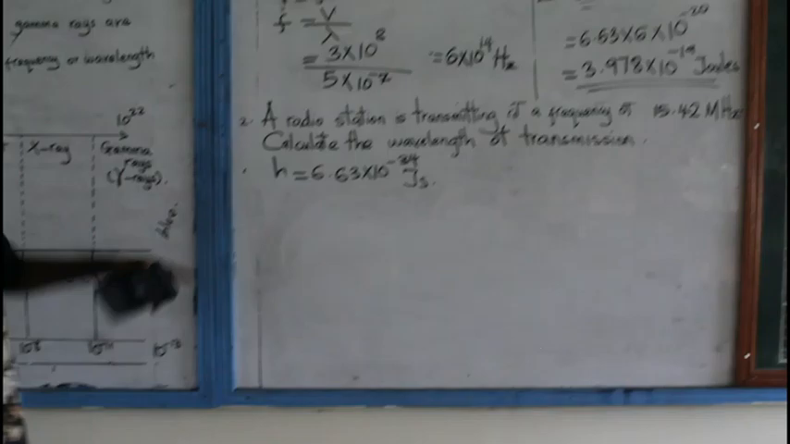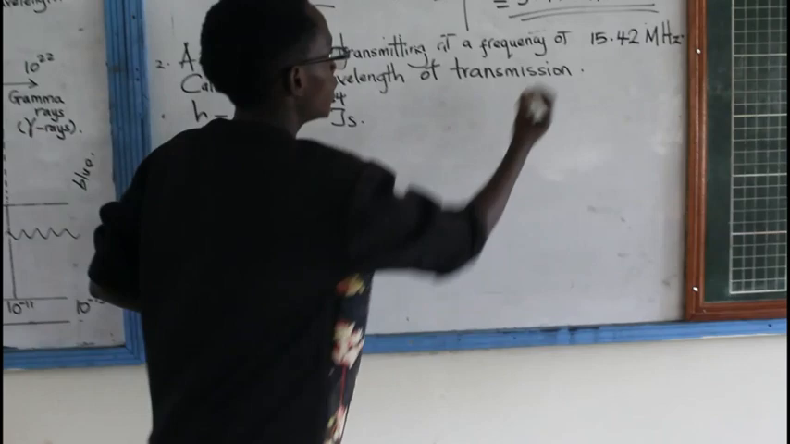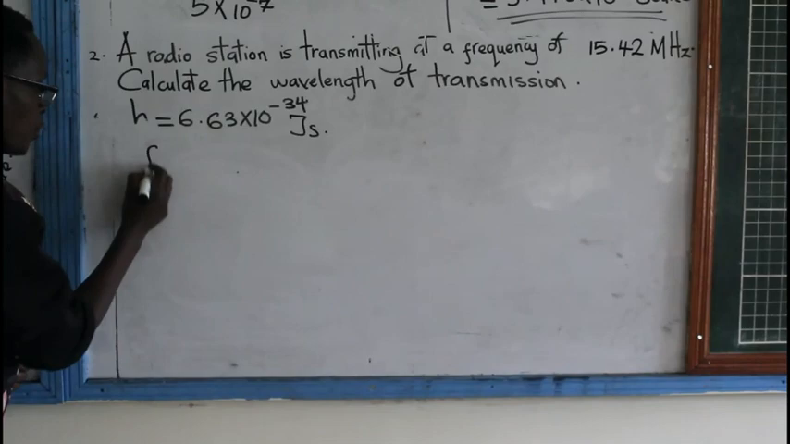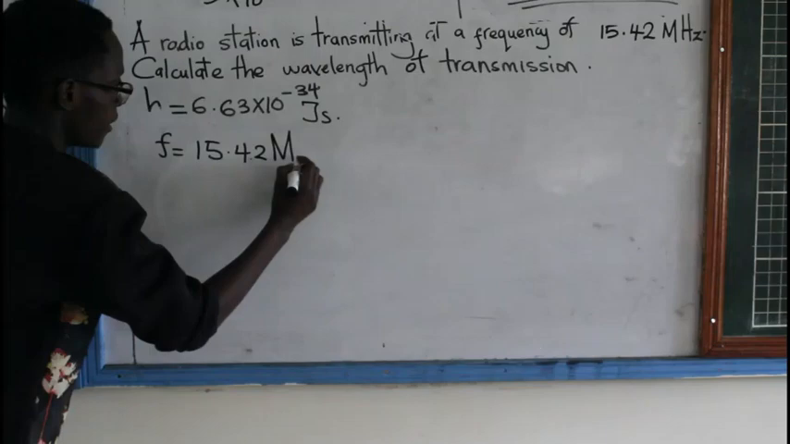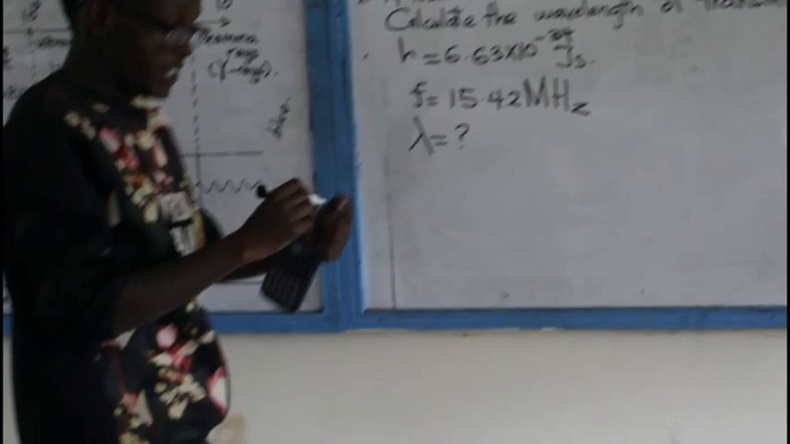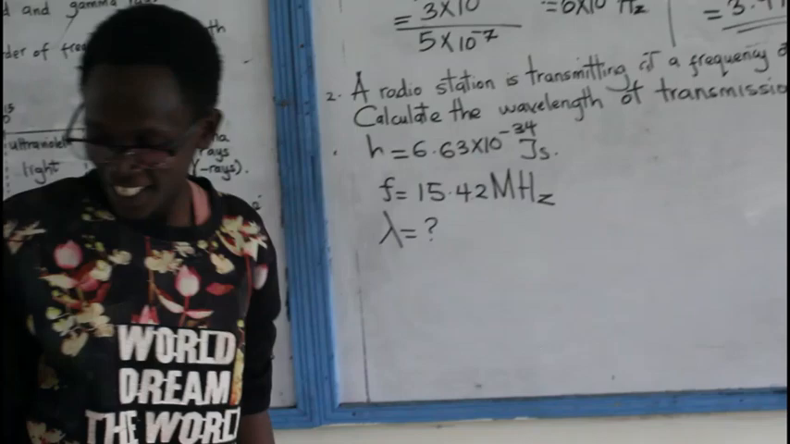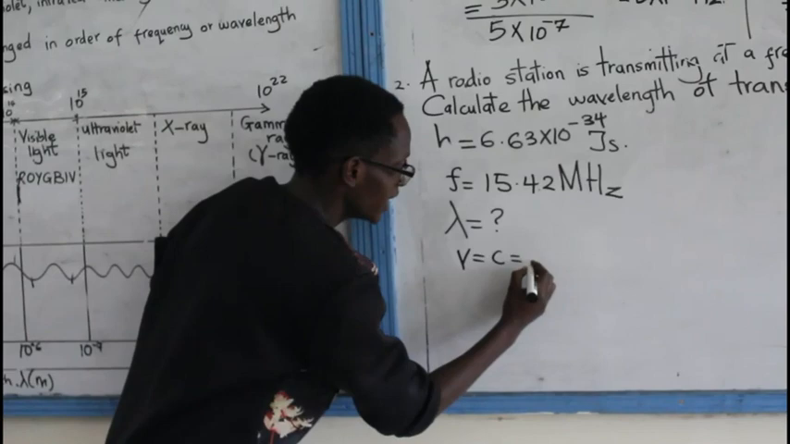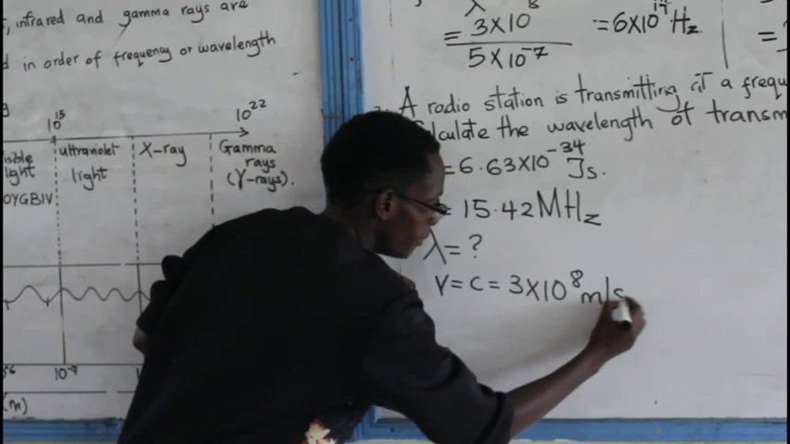If I can just carry on to the second example: a radio station is transmitting at a frequency of 15.42 megahertz. Calculate the wavelength of transmission. So they want us to find the wavelength of transmission. But remember that we said that electromagnetic waves travel at the velocity of light. Therefore, the value of C is equal to 3 times 10 power 8 meters per second.